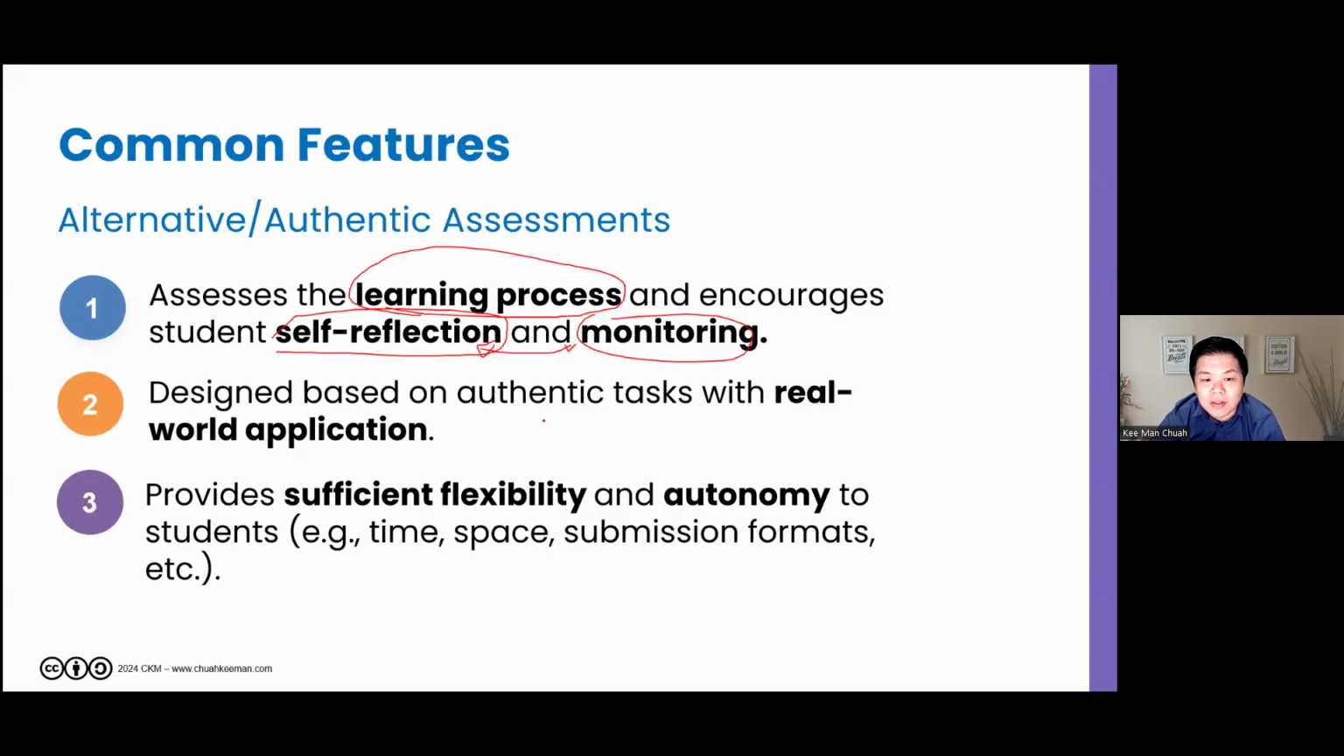And design based on authentic tasks with real, I think the key is this one, real world. The only problem now is the real world is rapidly changing. And at times, whatever you have done the last two years or last few years may not be relevant anymore. So you really need to keep in touch with the current trend and whether it's still relevant. So which is why sometimes it's good to get the industry involved. If you're teaching some courses quite related to the real world, then it's good to talk to them.